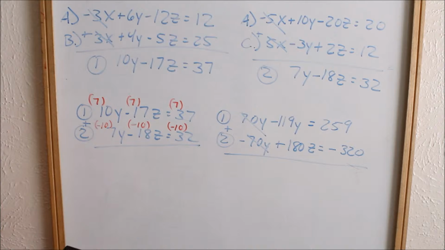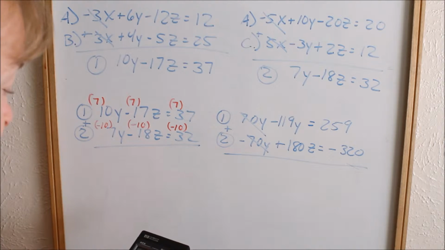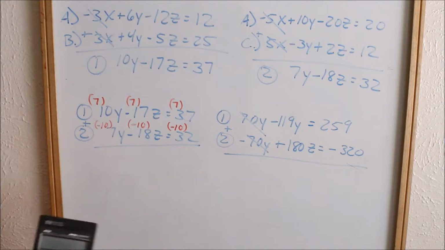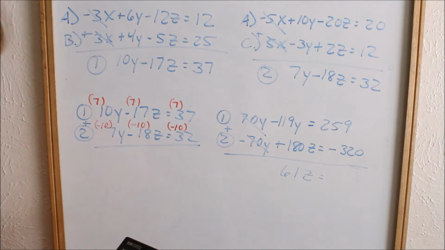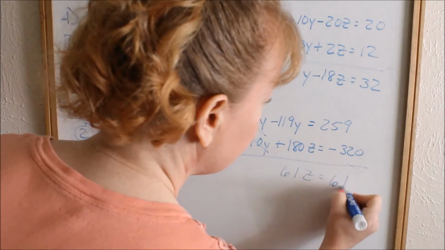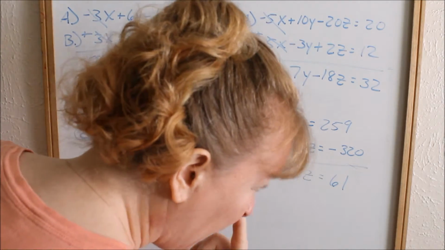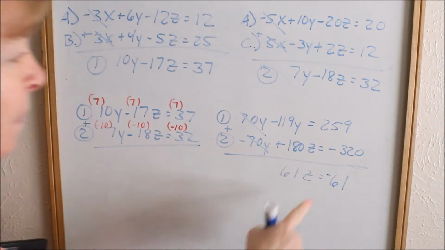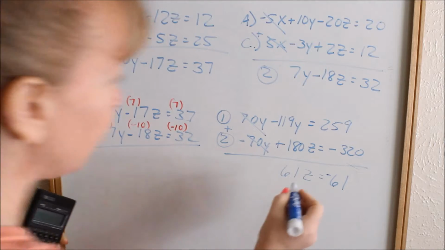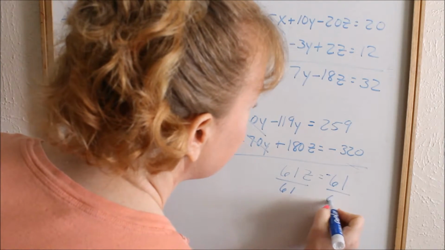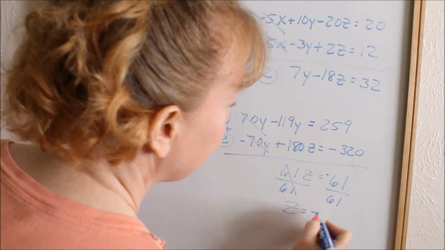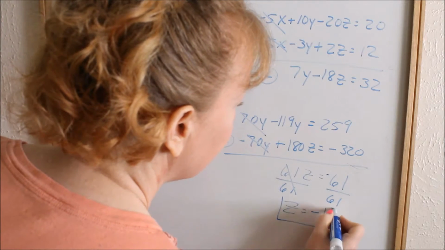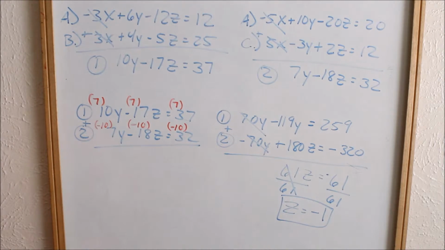My y's will eliminate. Now negative 119 and a positive 180 is a positive 61z. And then 259 and a negative 320 is, I'm sorry, that should be a negative because that's higher. Negative 61. Dividing both sides by 61, z equals a negative divided by a positive, negative. 61 divided by 61, 1. So z equals negative 1.